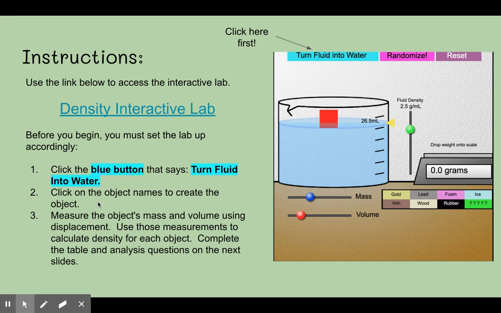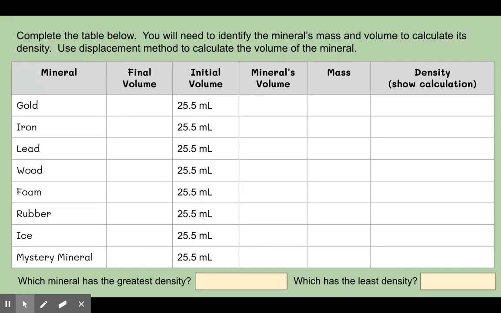Two, you're going to click on the object's names to create the object. And then three, you're going to measure the object's mass and volume using displacement. Use those measurements to calculate density for each object. Complete the table and the analysis questions on the next slides.